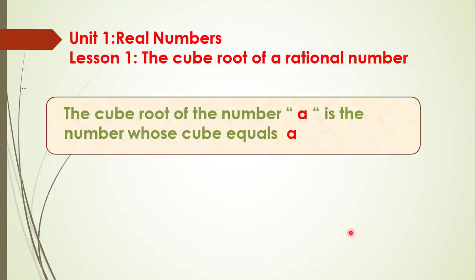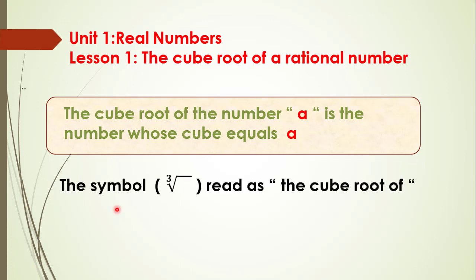So the cube root of any number, for example number A, is the number whose cube equals A. The cube root of number 27, for example, is the number whose cube is 27. So this number is 3 because 3 times 3 times 3 equals 27. We will use this symbol for the cube root of any number.